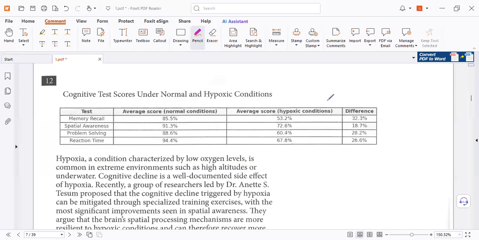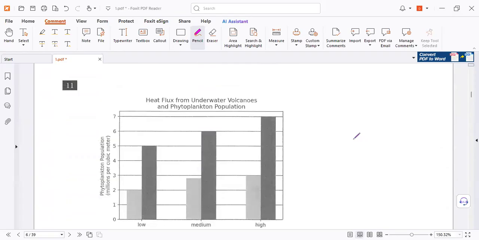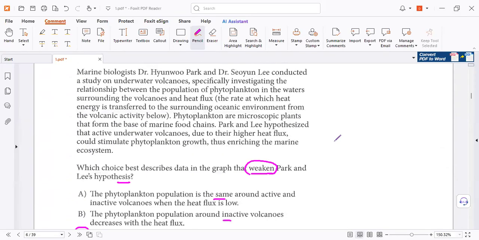For number 11, I didn't get it, sir. First, find the hypothesis and make it opposite. He said hypothesized active underwater volcanoes, due to their high heat flux, could stimulate phytoplankton growth. Yes or no? And that makes it more enriching to the marine ecosystem, as you know.